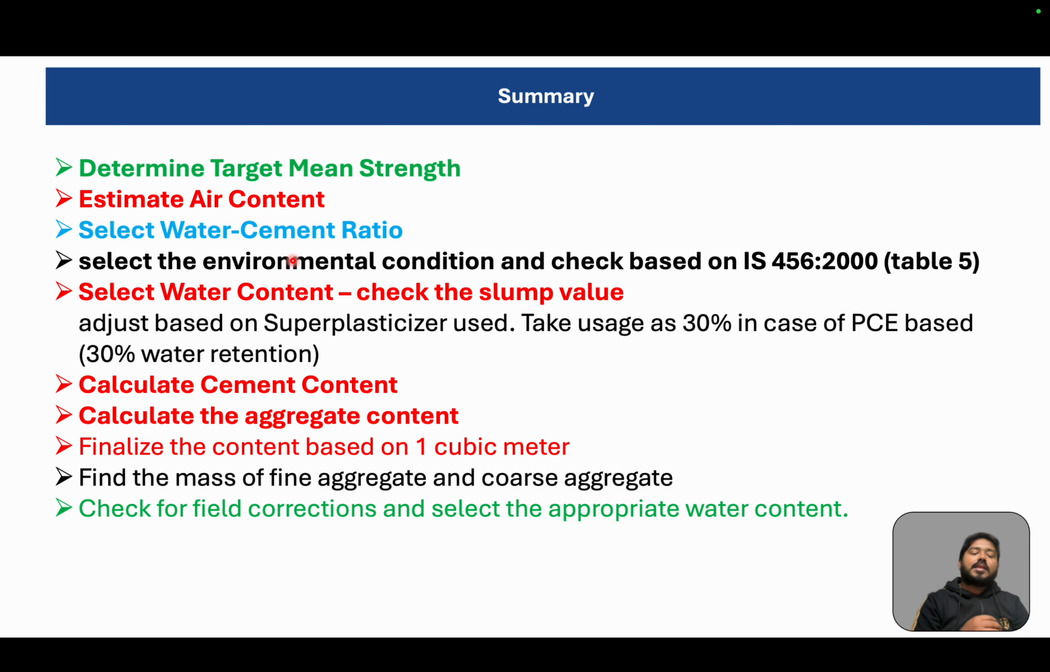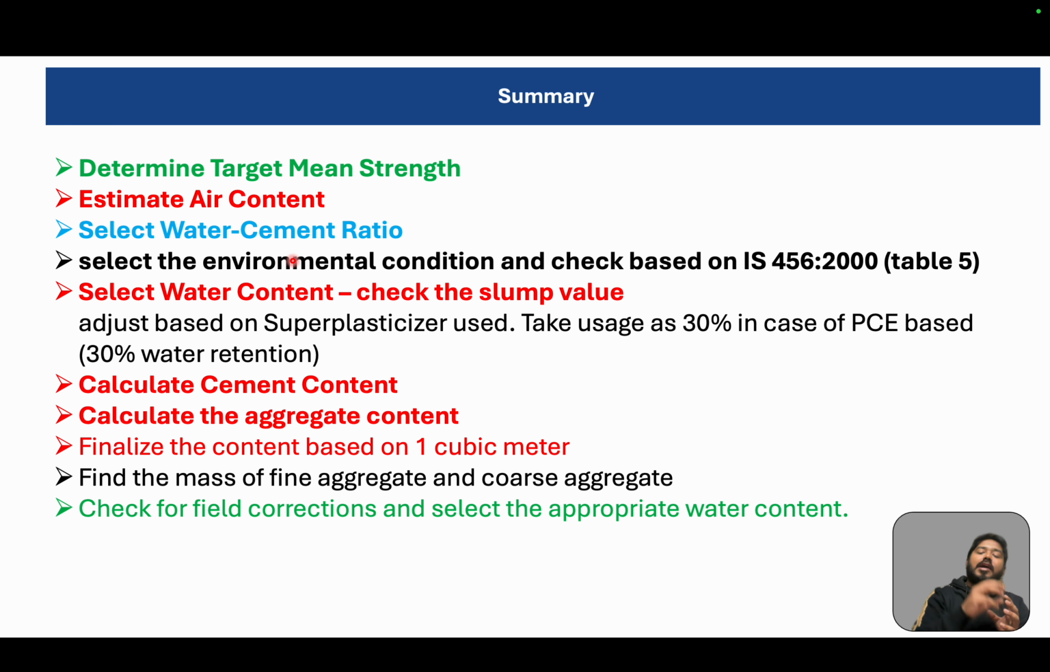Once it is satisfied, you move on to the next phase, the selection of water content. For the selection of water content, you have to refer to table number 4. In that, you take the maximum size of aggregate, and the corresponding value you get will be applicable to a slump value of 50 mm.